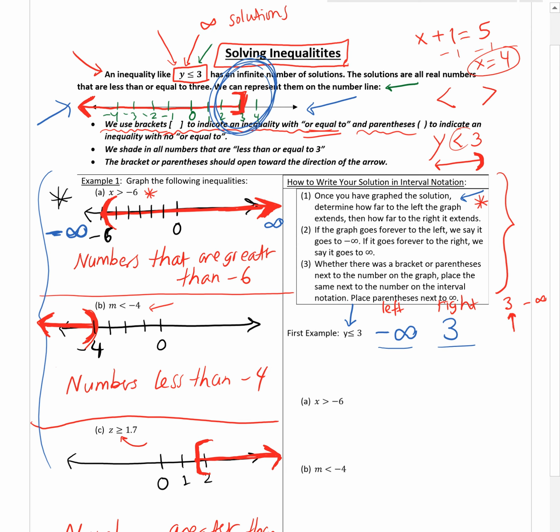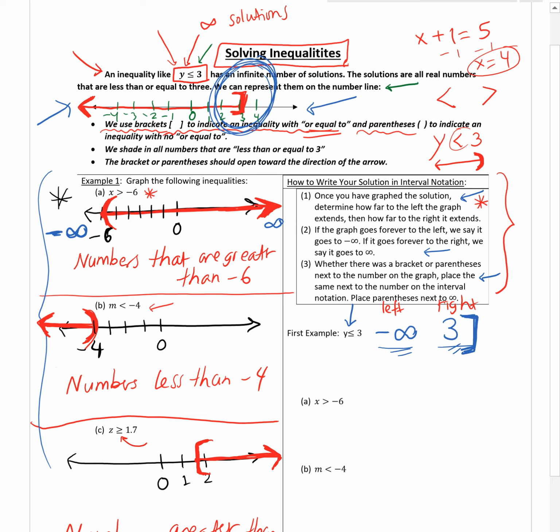Step 2 is just a reminder that if the graph goes forever to the left, we say it goes to negative infinity. If it goes forever to the right, it goes to infinity. We already talked about that. And then your last step is the finishing touch. Whether there was a bracket or a parenthesis next to the number on the graph, you're going to place that same thing next to the number in your interval notation. So infinity is not really a number. That's kind of an idea. It goes forever. But the number here is 3. On the graph, I noticed there was a bracket on it. So what you're going to do is copy that and draw a bracket next to that number.